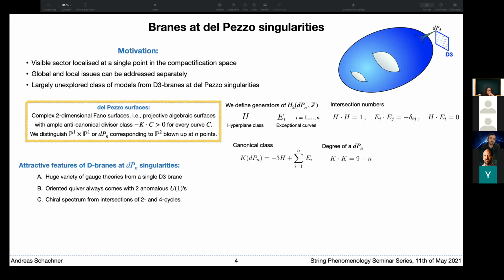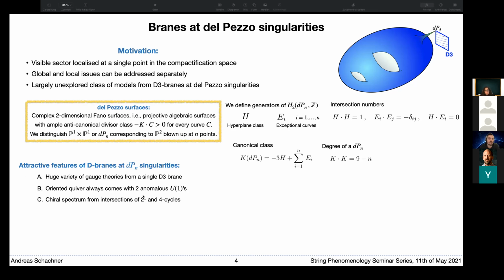Now, by putting branes at these types of singularities, this leads to models with very attractive features. For example, one can generate a huge variety of different gauge theories from a single D3 brane probing these types of singularities. Furthermore, the quiver gauge theory associated with these types of constructions always comes with 2 anomalous U(1)s, which is of course critical for model building aspects.